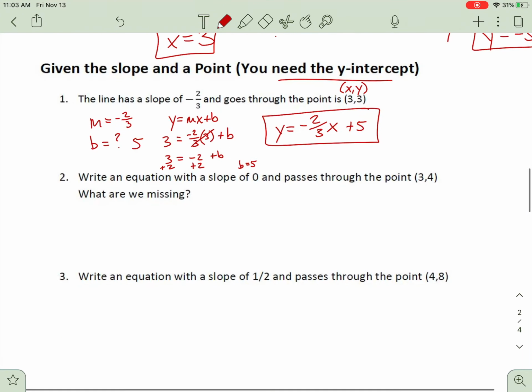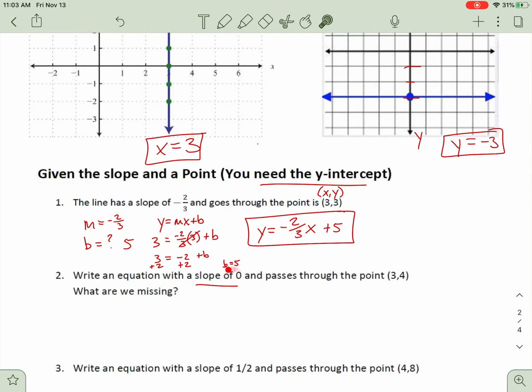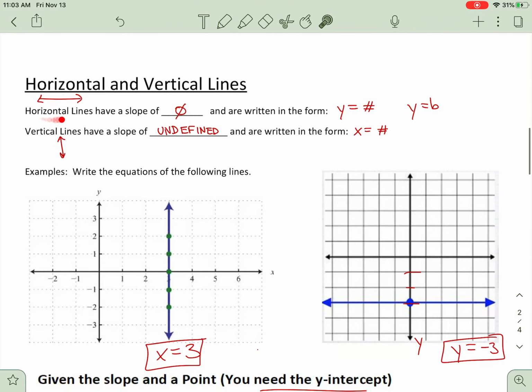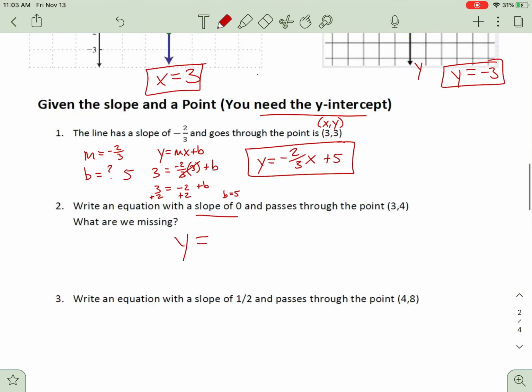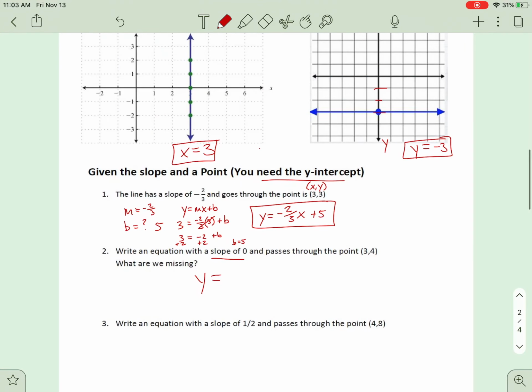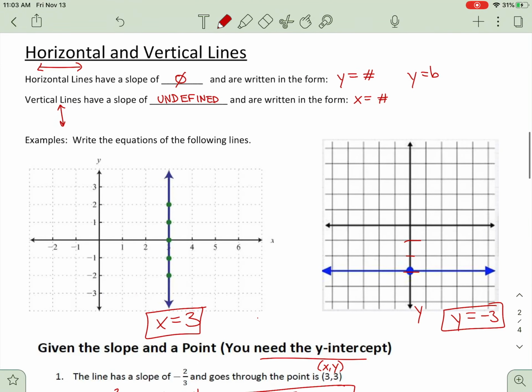Okay, write an equation with the slope of 0. Well, wait a second, we just did this. What type of equation has a slope of 0? It's a horizontal line, and it looks like this. y equals some number. All right, so if it passes through the point 3, 4, here's our x and our y. Remember, it's a horizontal line, so it looks like this.